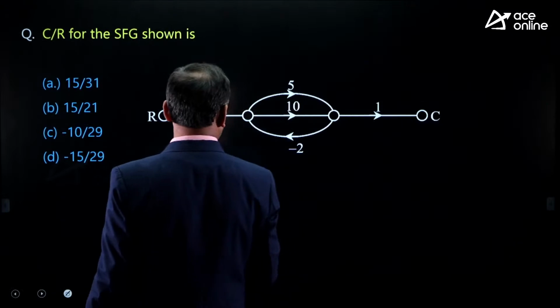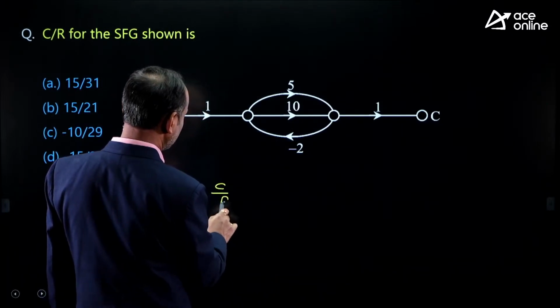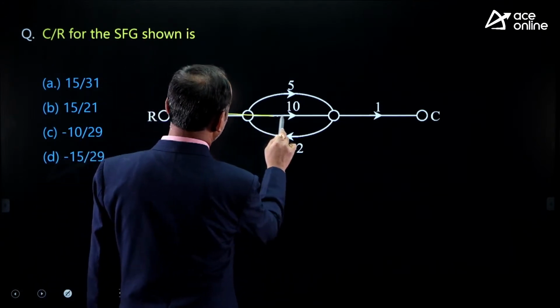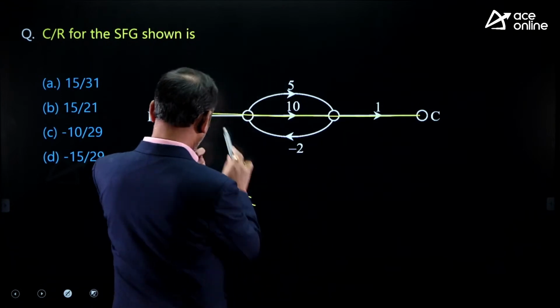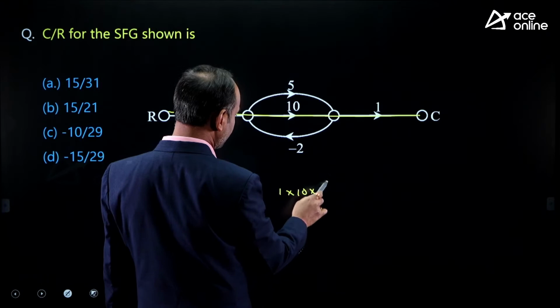Now, I am writing forward path gains here. Overall gain C by R equals, first of all, the forward path gain, which is 1 into 10 into 1, the product of 10 into 1. That is the forward path.